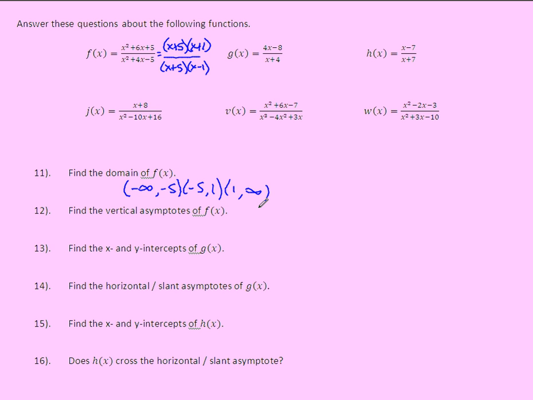Where are the vertical asymptotes? That's when the bottom equals 0, but where things did not cancel out. The x plus 5 cancel out, so my only vertical asymptote is this one right here, x equals positive 1.